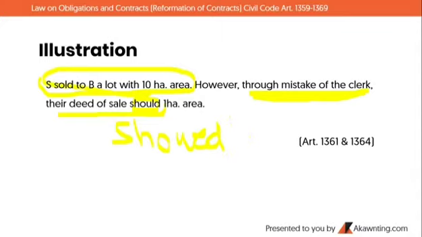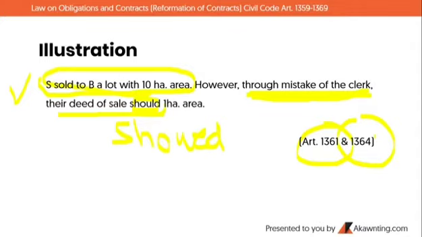Kasi may possibility na nung na-type na ni clerk, hindi na napansin ni S and B na mali pala yung nakasulat na hindi 10 hectares kundi 1 hectare lamang. Okay? So may possibility na ganun. So itong example natin ito, nagkakaroon tayo dito ng mutual mistake, resulting from the mistake of a third person. Okay? So kaya binanggit natin yung both Article 1361 and 1364 dahil pwede siyang mag-apply dito sa specific illustration na ito.